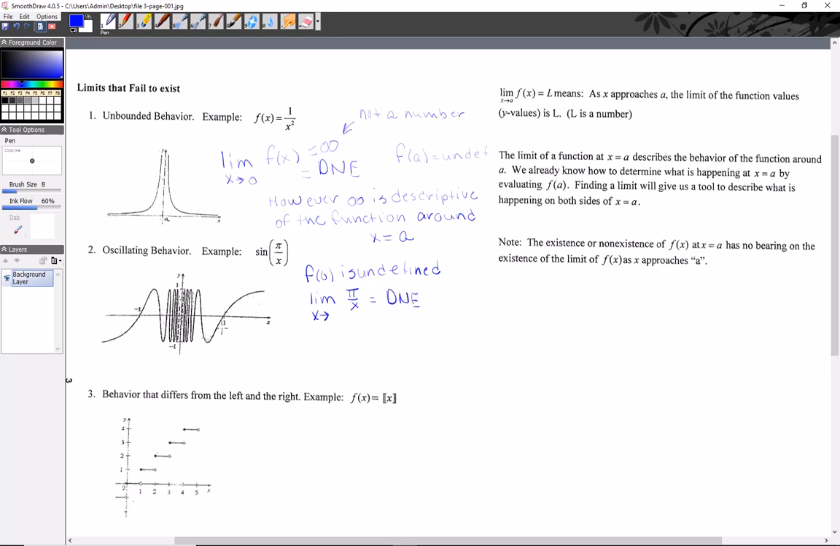We'll just do the DNE thing. So when you see the oscillating behavior, you can't get a limit where it's oscillating on either side of your target, which would be, in this case, 0. So f of x is oscillating between -1 and 1 as x approaches 0.